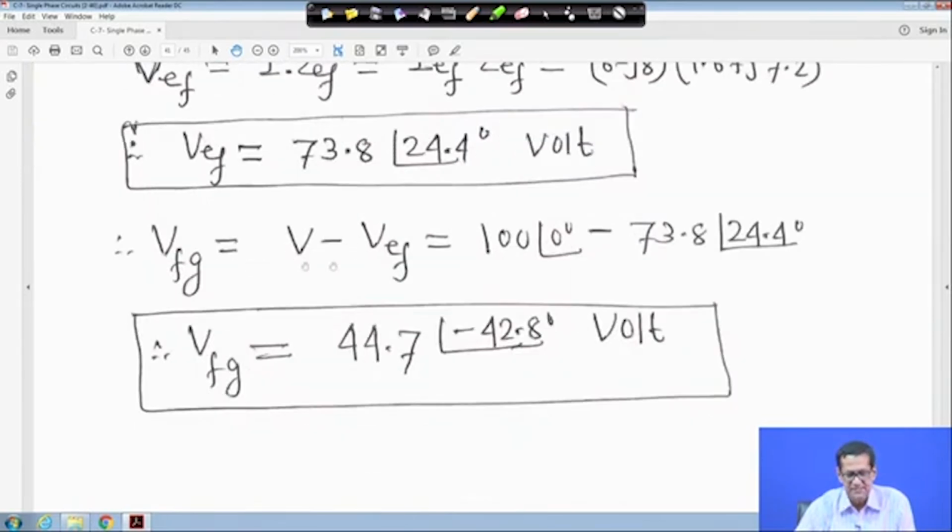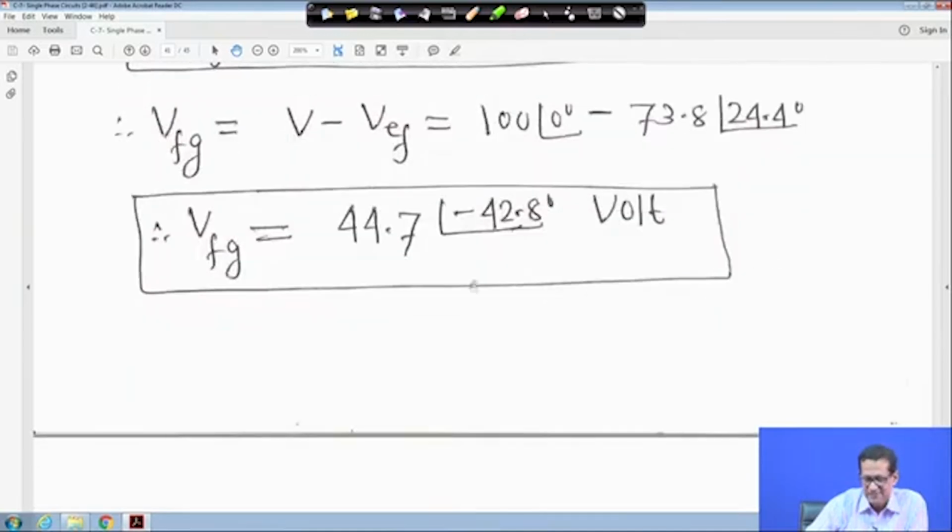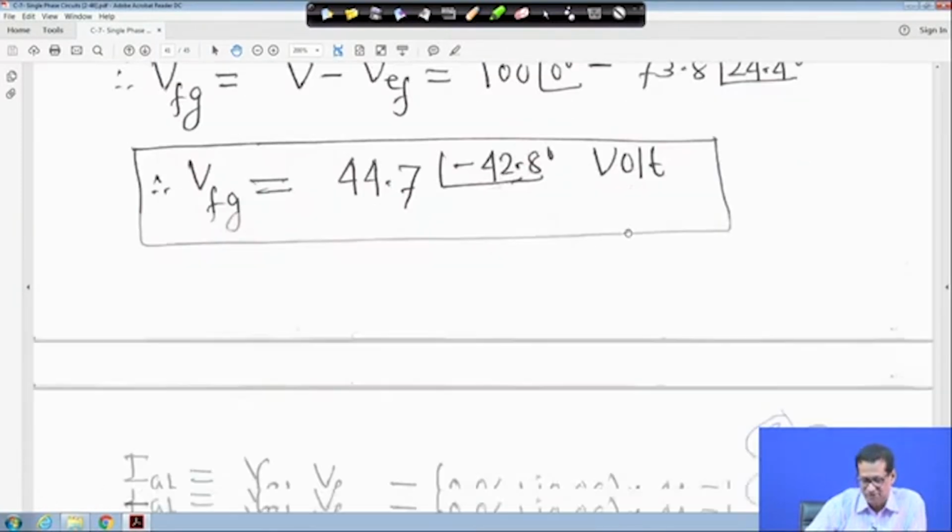Similarly, VFG is equal to V minus VEF. You apply KVL in the circuit, right, then you will get VFG. I am not going to the circuit again and again, just draw it and look at it. You have done DC circuits, everything, only consider instantaneous polarity and solve it. So it will be 100 angle 0 minus 73.8 angle 24.4 degree. So this is coming actually 44.7 angle minus 42.8 degree volt, right.